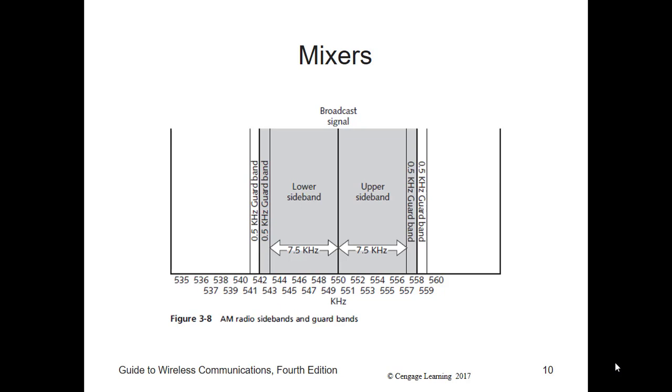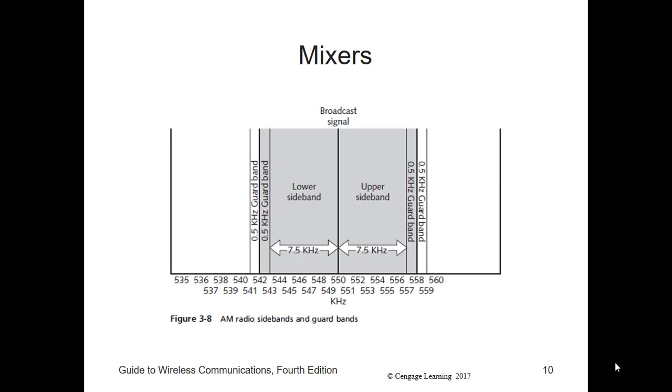Now, an example of side bands is shown here. In addition, there's always an unused range of frequencies below and above the side band, which is used to further prevent interference between two adjacent radio stations. These unused frequency spaces are what we call guard bands. I would try to refer to those as guardrails to keep you from crossing traffic.